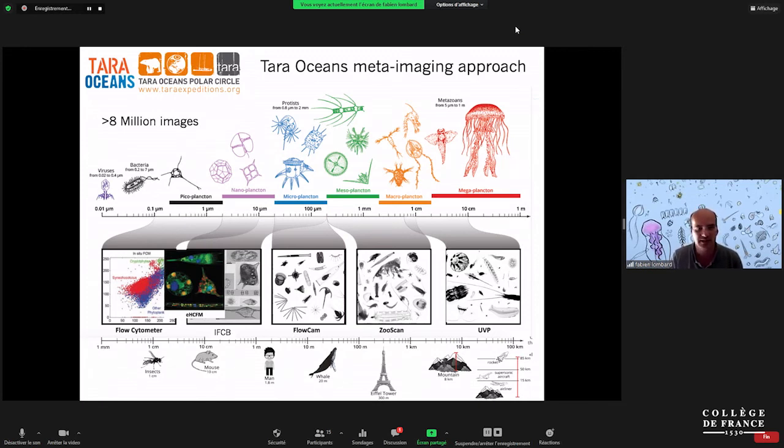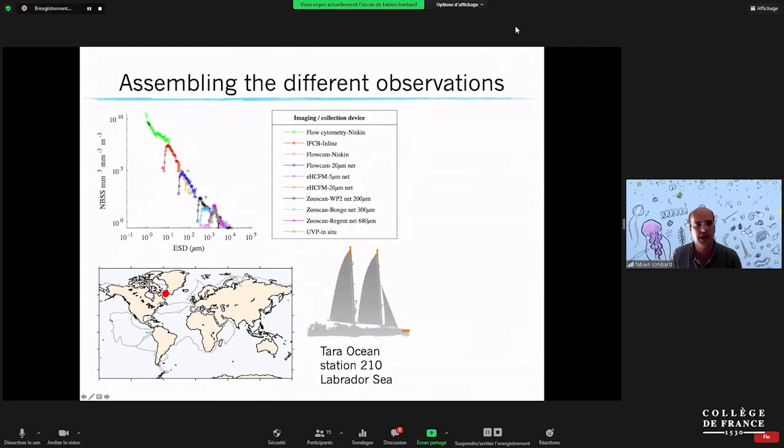So basically, we were looking at a very large scale. Thanks to that, we were able to capture the full abundance of the organisms in the ecosystem. So that's normalized biovolume size spectra, which is basically very equivalent to abundances. And the different colors are the different machines that we were using. Here, that's just one station from Tara Ocean.